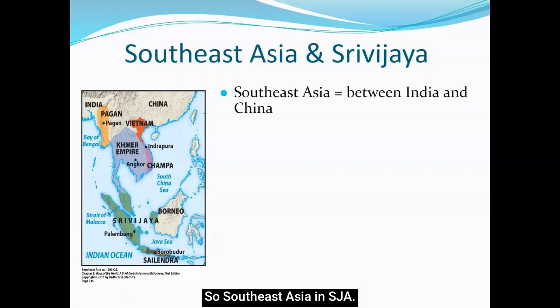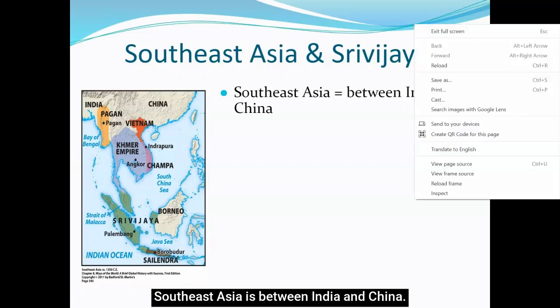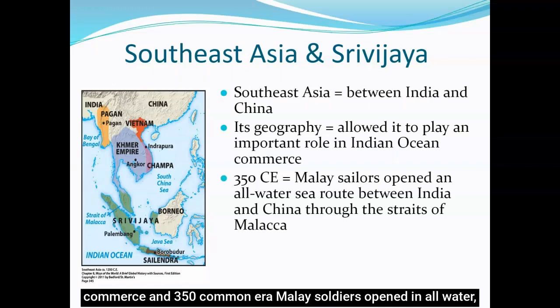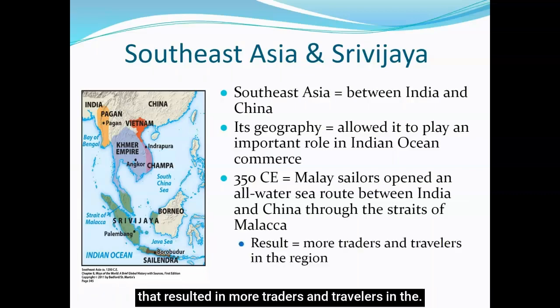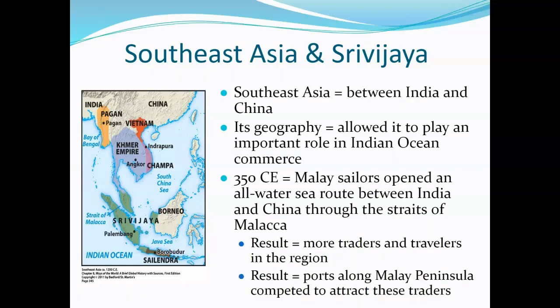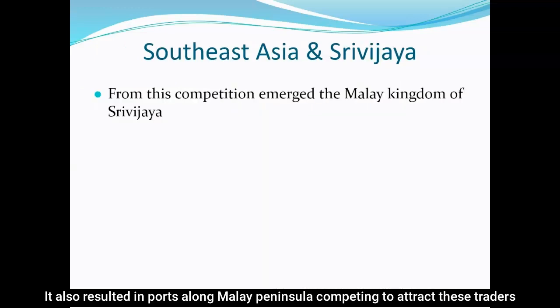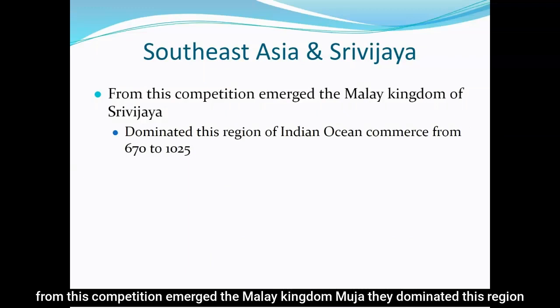So Southeast Asia and Srivijaya. Southeast Asia is between India and China. Its geography allowed it to play an important role in the Indian Ocean commerce. In 350 Common Era, Malay soldiers opened an all-water sea route between India and China through the Straits of Malacca. That resulted in more traders and travelers in the region. It also resulted in ports along Malay Peninsula competing to attract these traders. From this competition emerged the Malay Kingdom of Srivijaya.